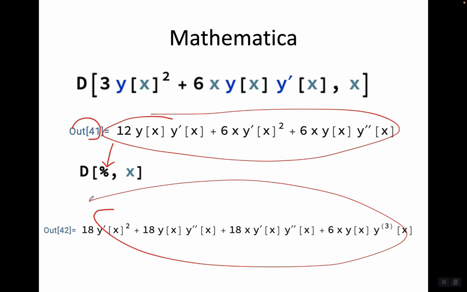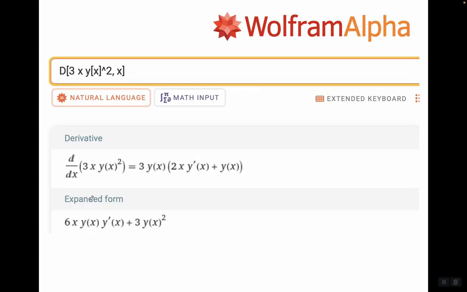Mathematica is so cool. If you don't have access to Mathematica, you can just use Wolfram Alpha. Wolfram Alpha is done by the same people. It's free. Just go to wolframalpha.com. So again, you enter D of 3x, got a space in there, y of x squared comma x, and it will spit this out. Wolfram Alpha is not as picky about punctuation or capitalization, so it'll cut you some slack. And this is the expanded form. It'll also tell you the expanded form, which looks like what we had.